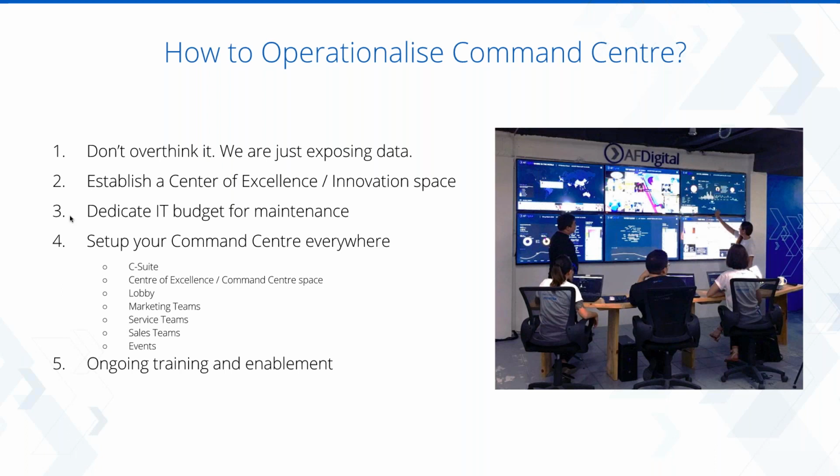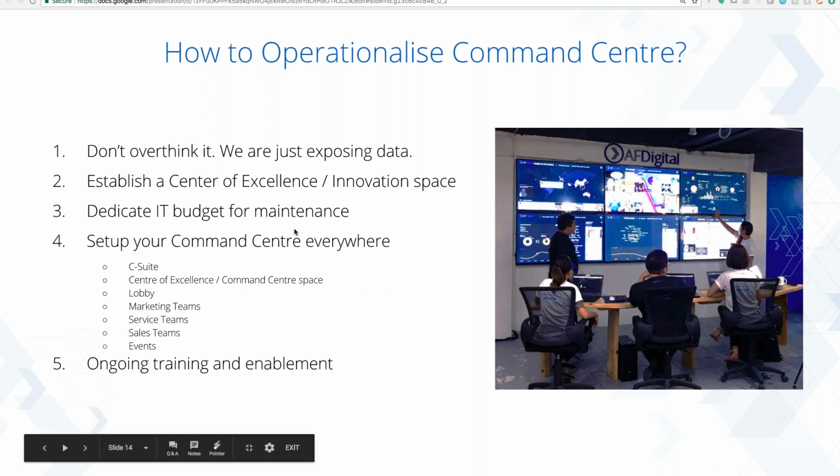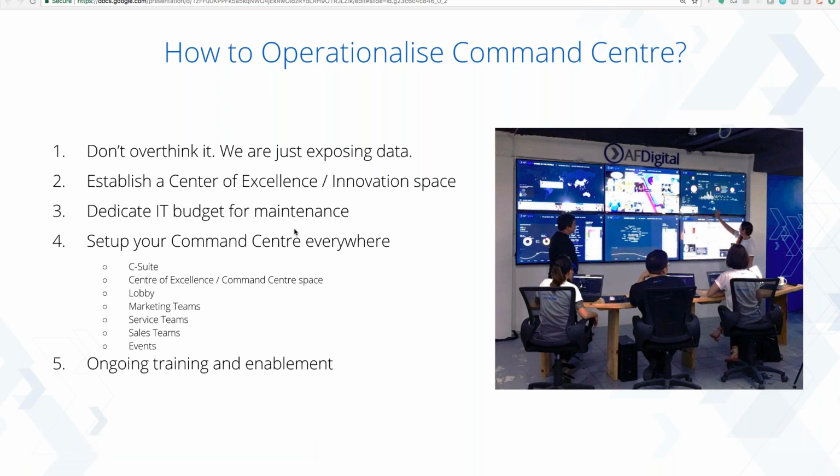Third point, dedicate IT budget for maintenance. I mean, you can do it on a shoestring. It's totally possible. It's literally just buying a TV and connecting it to a computer. But if you really want to make it successful, then you need to make sure you have someone to administer it. You need to obviously pay for the licenses, have enough TV screens so it's usable, and have someone that's responsible for maintaining and administering the screens. If they don't work or if they get turned off and no one turns them back on, then obviously you're not getting the ROI from your investment.